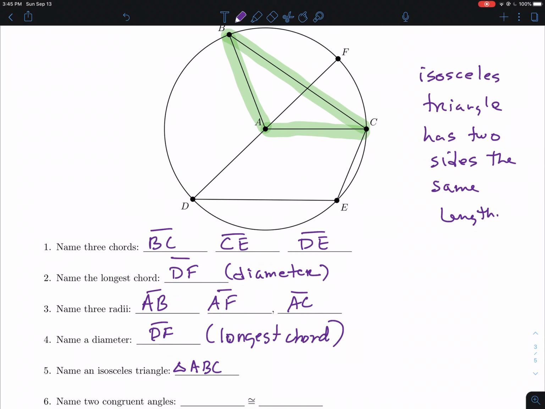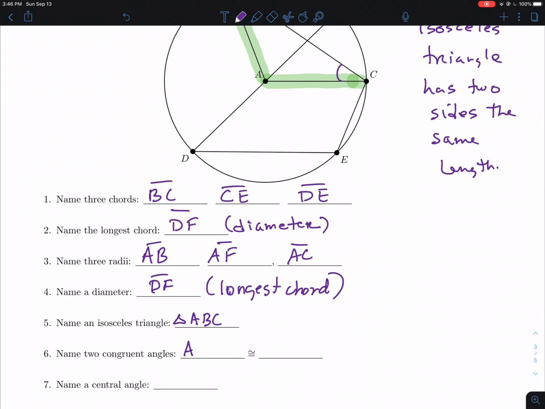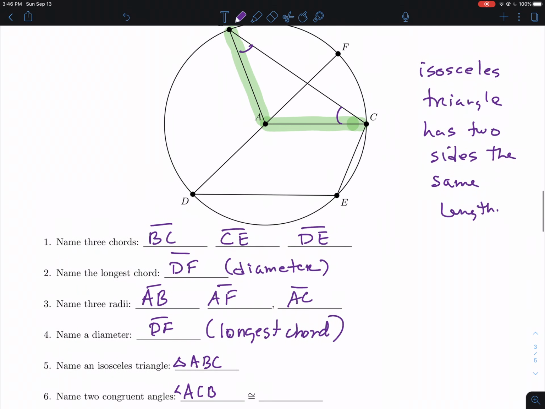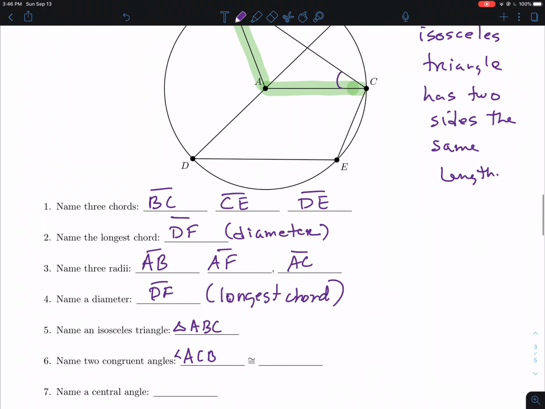So, to piggyback off of that, name two congruent angles. So again, remember, if isosceles triangles have the same sides, then those angles also have to be congruent. Let me erase these here. Since this side and this side are congruent, then this angle and this angle also have to be congruent. So those opposite angles have to be congruent. So in this case, angle ACB is going to be congruent to angle ABC.